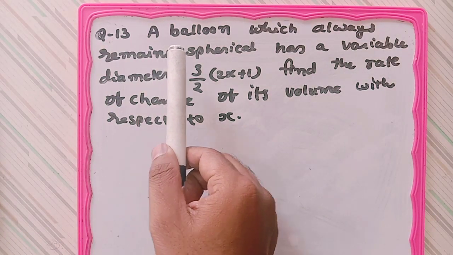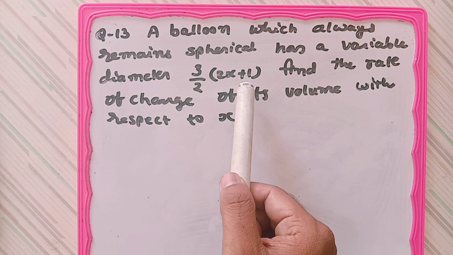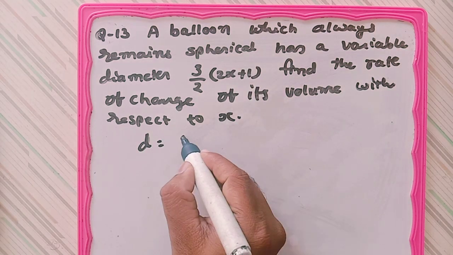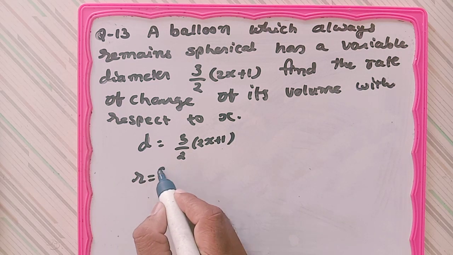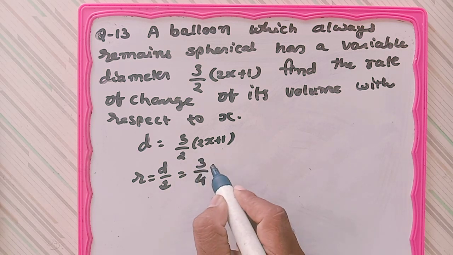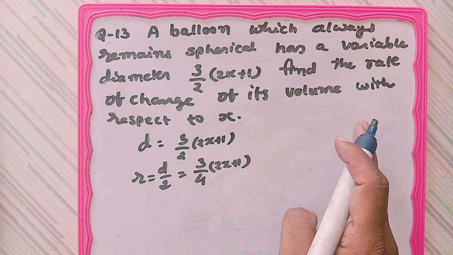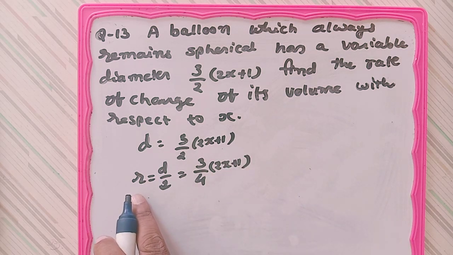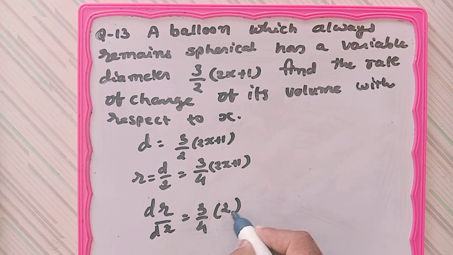Now question 13, we have a balloon which always remains spherical, has a variable diameter 3 by 2 (2x plus 1). So diameter is given 3 by 2 (2x plus 1), and so radius equals diameter by 2, so by 2 here will come, then it will be 3 by 4 (2x plus 1). Now find the rate of change of its volume with respect to x. So first we will find out radius changing rate with respect to x, then dr by dx equals 3 by 4, and 2x differentiation is 2, so 2 2s are cancelled, and so it is 3 by 2.